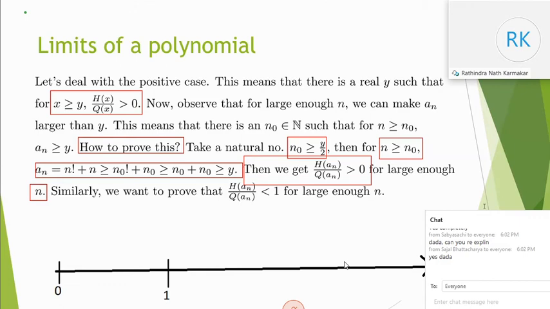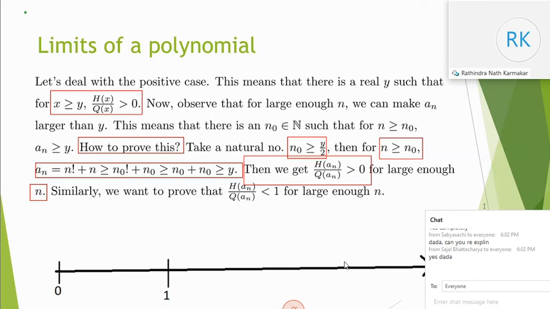So y by 2 is a finite real number. You can always find a natural number greater than or equal to y by 2. So take one such natural number, call it n naught. So whenever n is greater than or equal to n naught, what happens to an? an is equal to n factorial plus n. But n factorial is greater than or equal to n naught factorial because n is greater than or equal to n naught. Similarly, n is greater than or equal to n naught. So after summing up, you get an is greater than or equal to n naught factorial plus n naught.